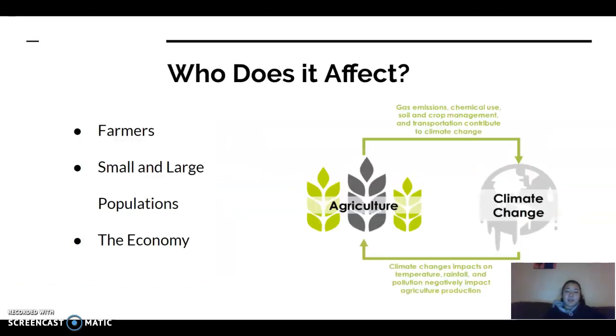With this change happening, it's going to affect agriculture foremost, which means it's going to directly affect 3 groups: the farmers, the people who eat the food, and the economy. Farmers around the world are and have been realizing that their crops aren't producing the yield that they used to, or that they expected to. And this could be for a number of reasons, but it all ties back to climate change.